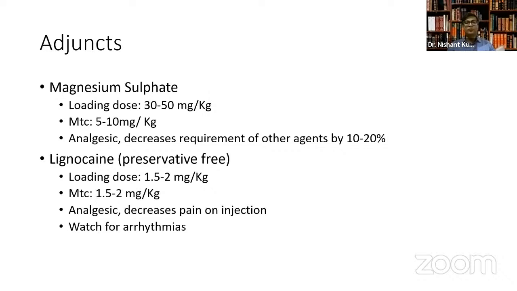Loading dose is 1.5 to 2 milligram per kg, and you infuse the same amount per hour. Now, it is an analgesic, decreases pain on injection, but you have to watch out for cardiac toxicity. Although it's an antiarrhythmic, with accumulation and in susceptible patients, it can itself cause arrhythmias. So you have to keep a watch on that.